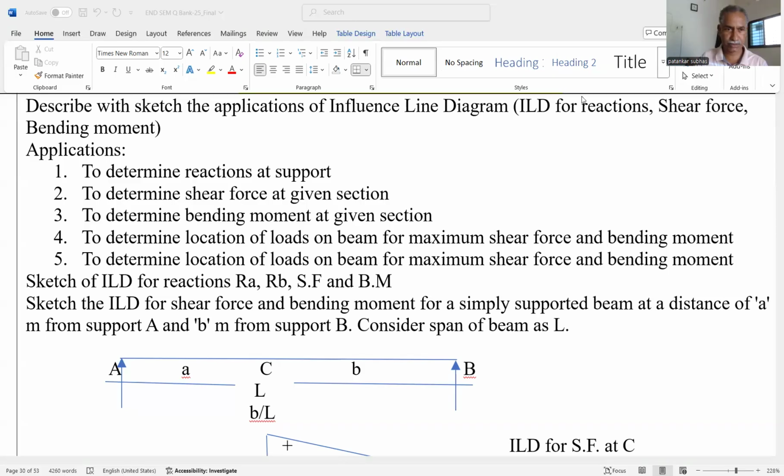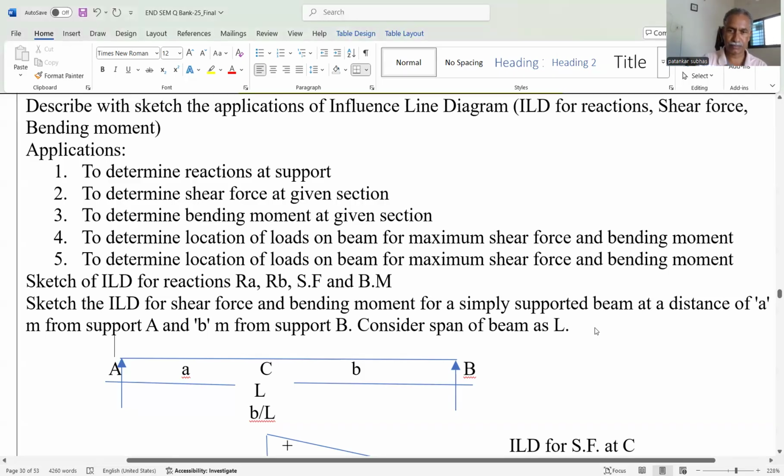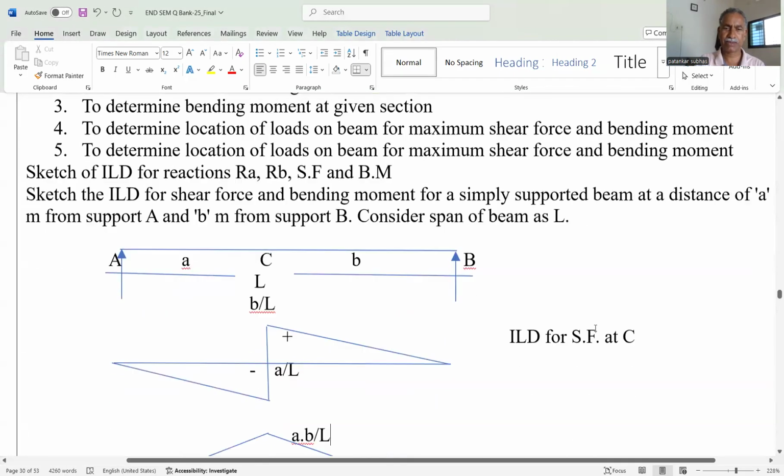Now generally the question may be asked like this: sketch the ILD, that is, draw the ILD for the shear force, bending moment or support reaction for a simply supported beam at a distance of A meter from support A and B meter from support B, and consider the total span of the beam is L meter. In that case, here this is the diagram. The diagram is very simple.